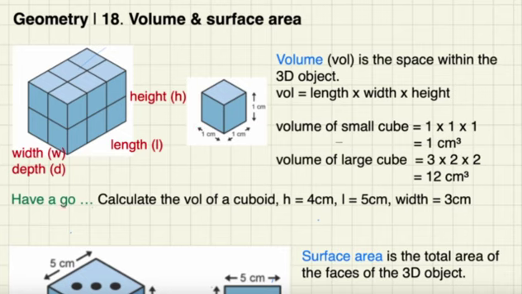So I'd like you to have a go. I'd like you to calculate the volume of a cuboid of height 4 centimeters, length 5 centimeters, and width 3 centimeters. As usual, put the video on pause, and when you're ready, press play, and we'll work through this together.